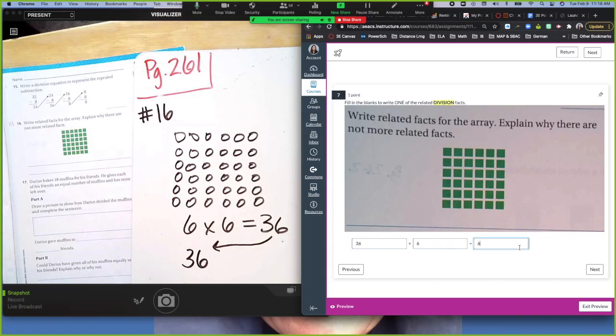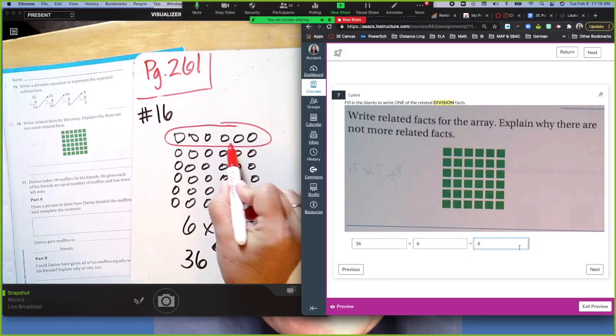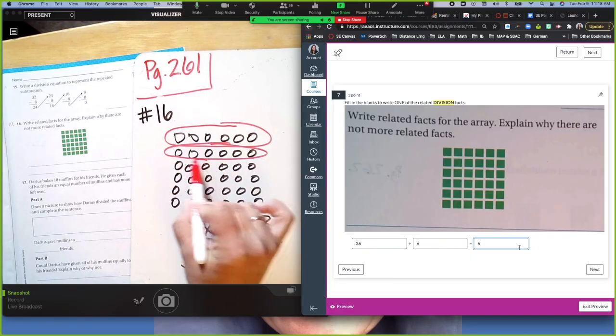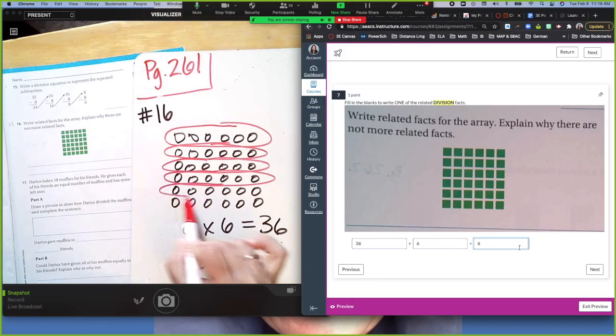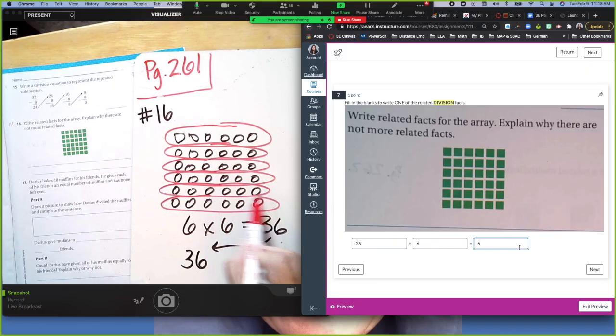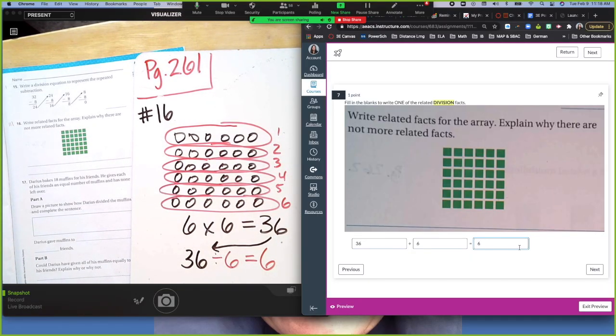If I took 36 and I broke it into 6 groups, here's 1 group, 2 groups, 3 groups, 4 groups, 5 groups, 6 groups. 36 divided by 6 equals, there's 6 groups. 1, 2, 3, 4, 5, 6. Okay?